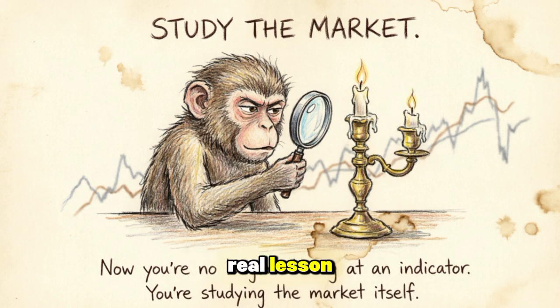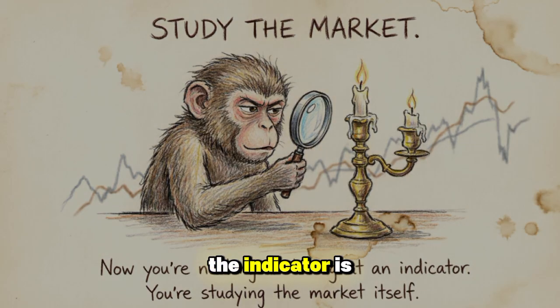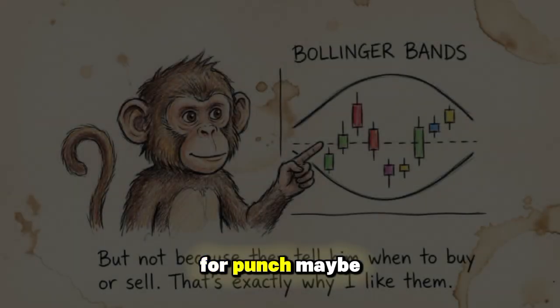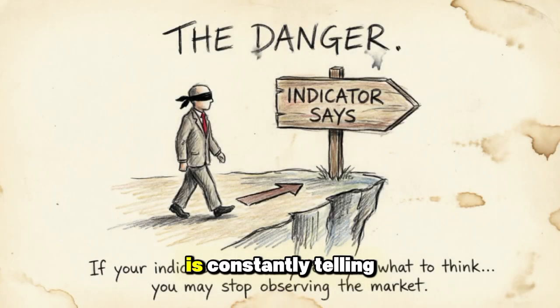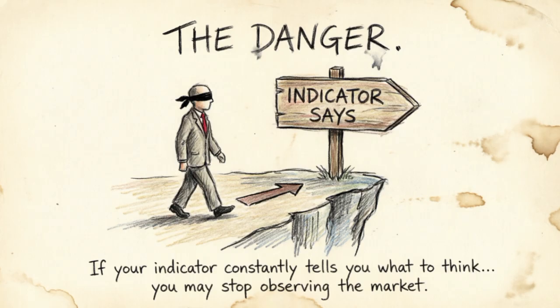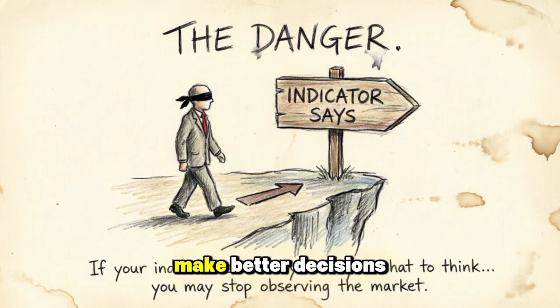And that's the real lesson. The power isn't necessarily in having the perfect indicator. The power is in knowing what question the indicator is helping you answer. For Punch, maybe it's Bollinger Bands. For another trader, maybe it's something completely different. But if your indicator is constantly telling you what to think, you may eventually stop observing the market. And that's dangerous, because trading isn't about finding something that predicts the future perfectly. It's about building a process that helps you make better decisions when the future is uncertain.